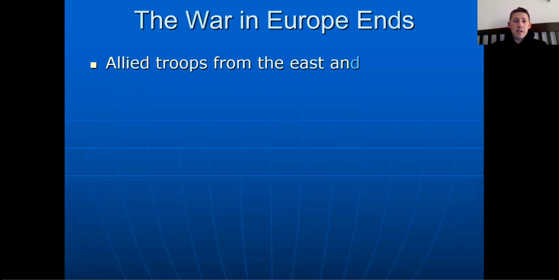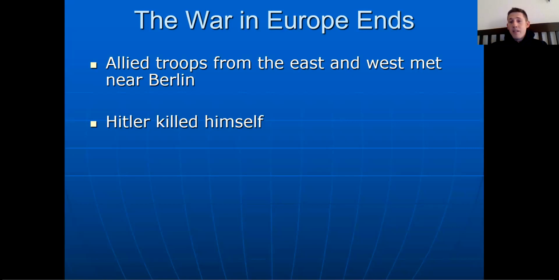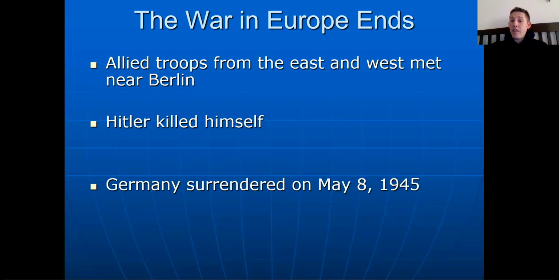So the war in Europe ends. The Allied troops from the east and the west meet near Berlin. Okay, Hitler knows what's coming to an end and he kills himself. Now there's some conspiracy theories out there about whether he actually did or did not. A lot of the German people, German soldiers, high ups, the generals, a lot of them actually were able to escape and go down to South America, Argentina, Brazil, places like that. It's a pretty fascinating topic to research on your own.